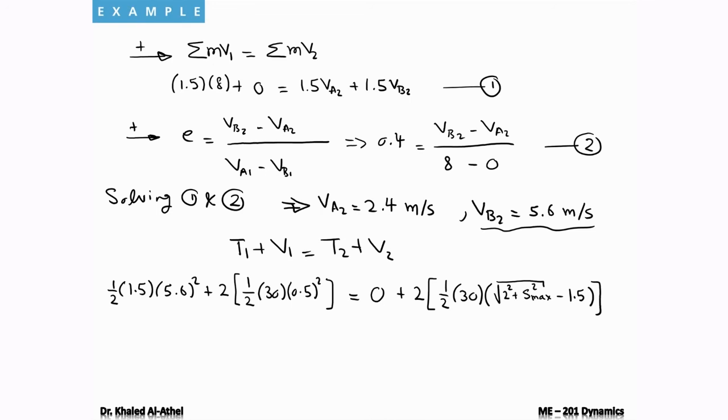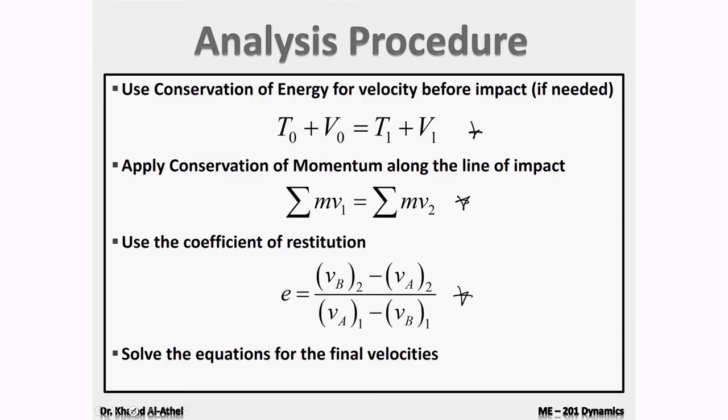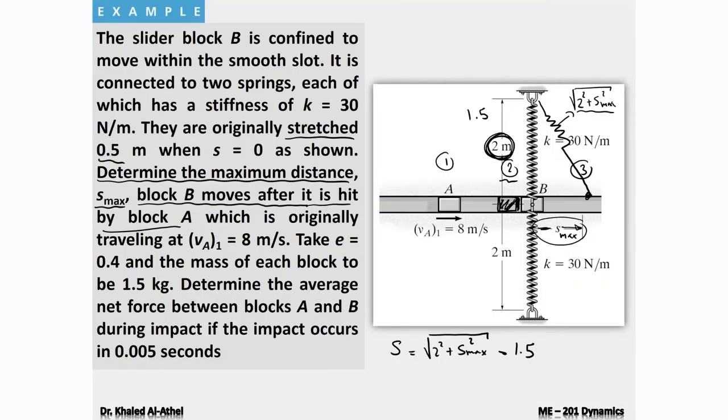Everything is known in this problem except for S max. If you carry out the calculations, you will get that S max equals 1.53 meters. And this solves the first part of the problem. Now, the second part says determine the average net force between block A and B during impact if impact occurs in 0.005 seconds.